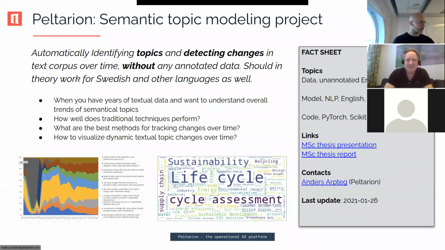Here's another example from Peltarion where we try to do topic modeling. Topic modeling basically means that given text without any annotation, can we understand what the text is talking about? We wanted to explore whether we can make use of transformer-based or BERT-based models to identify a more semantically correct set of topics in pieces of text. This was from a master thesis project that we did, and you can read more about that in the presentation and the report that we have.